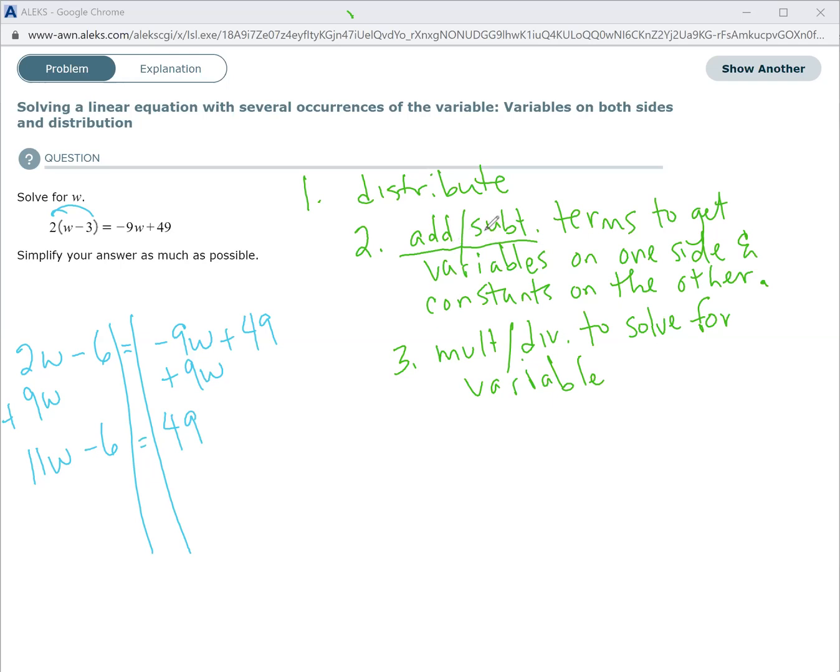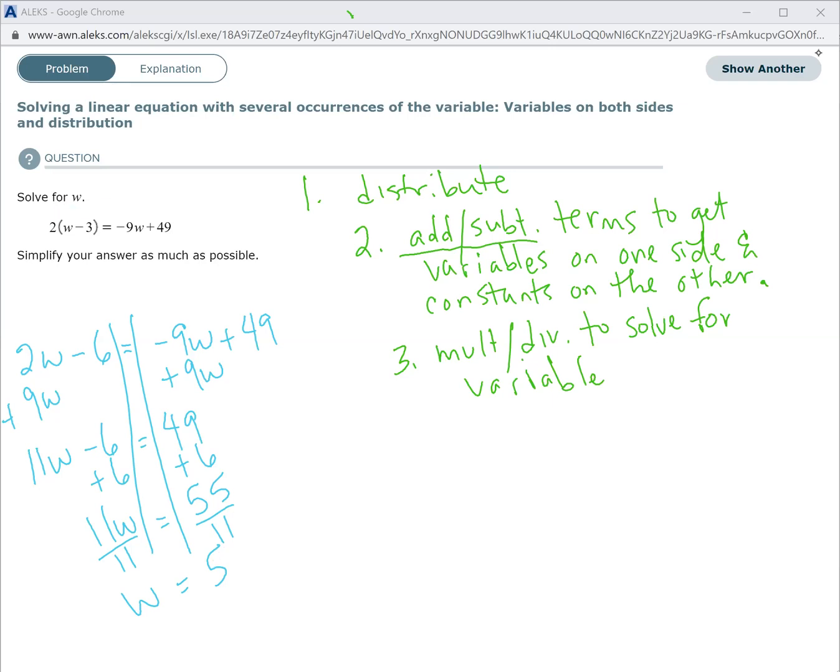Now I'm still adding and subtracting because I have variables on one side, but I also have this minus 6, and I have to get rid of that, so I want a plus 6 right there. So we're left with 11w equals 49 plus 6, which is 55. Then step 3, we're going to divide by 11, and w equals 5. So that's the answer to that one. Okay, we'll try another one here.